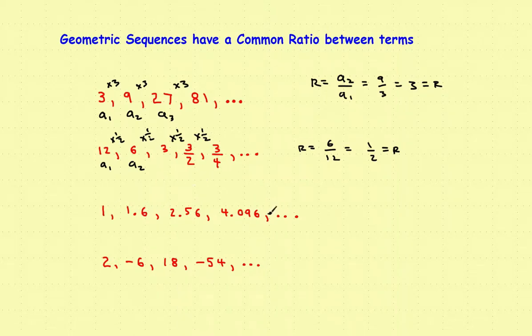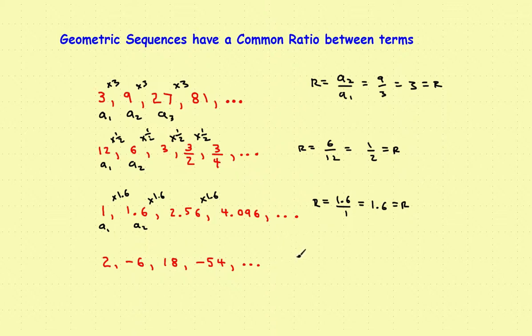Now it also could be a decimal. Let's take a look at this one. Again, there's the first term, there's the second term. The common ratio is just the second term divided by the first term. So in this case, it's just 1.6, and that's going to be the common ratio. So if you multiply them, starting with 1 times 1.6 would give you 1.6. Then times 1.6 would give you 2.56. Times 1.6 would give you this, and so on. So it could be a decimal.